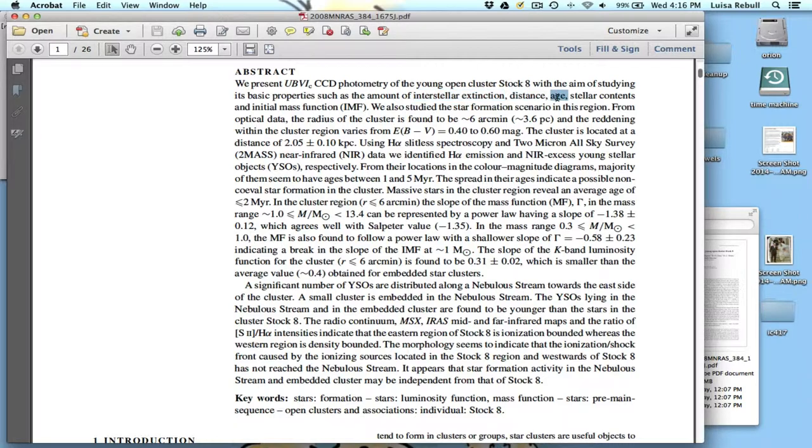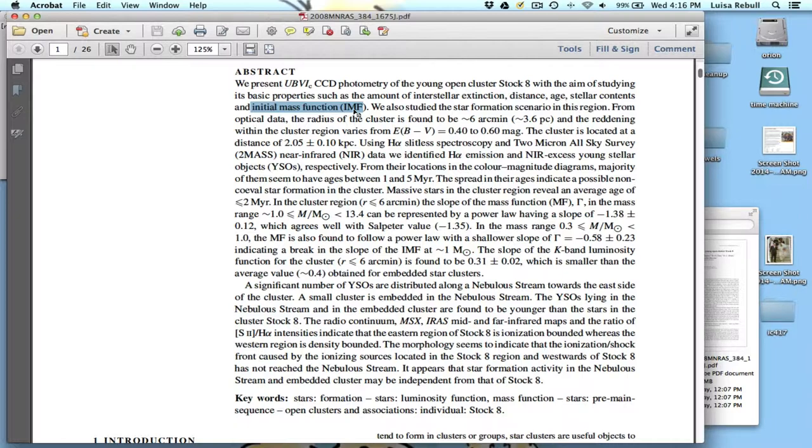Distance is useful. Age is useful. Stellar contents is useful. Initial mass function, not so much, but we should still kind of pay attention to that, because that could be a scientific justification for why we want to study this region. It was a primary motivation for them and why they wanted to study this region. It could be folded into what we're talking about as well, but make a note, again, in your collection of notes. This is an important paper.